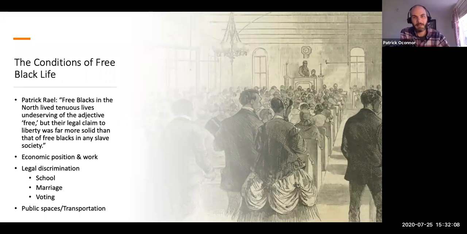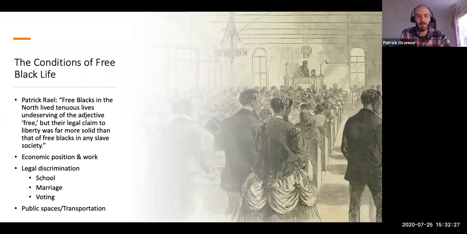Connecticut does the same thing in 1818. New York does the same thing in 1821, and we see this on and on and on. Not all northern states did this. Massachusetts always granted the right to vote to people of color, to men at least of color. But the majority of northern states did this.